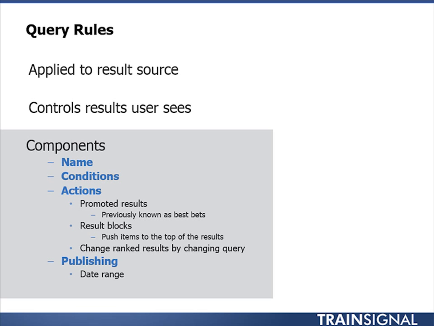Now, one of the other very cool things about rules is the fact that we can set up a publishing date. So if I only need to highlight items during a certain date range, then I can do that by setting up a publishing date range. Let's go in and take a look at how to set up a query rule.